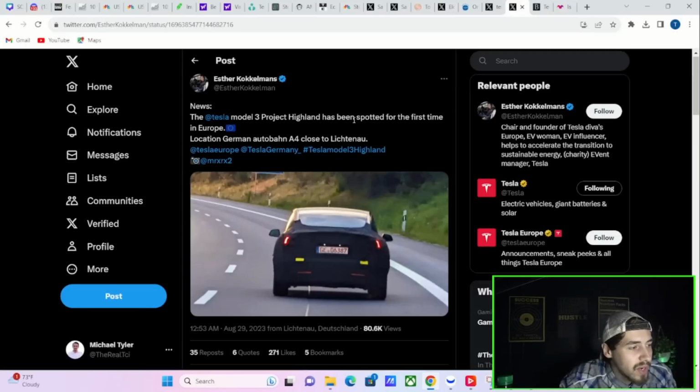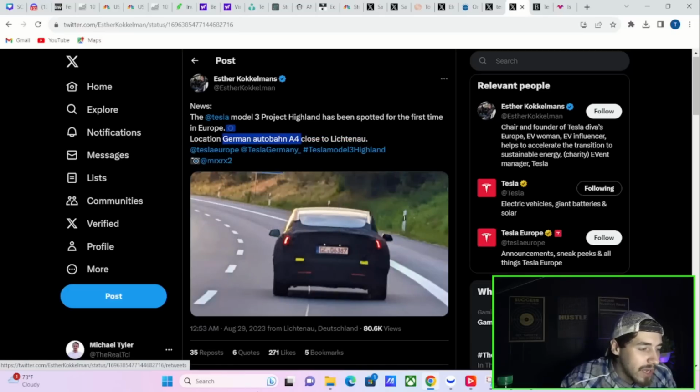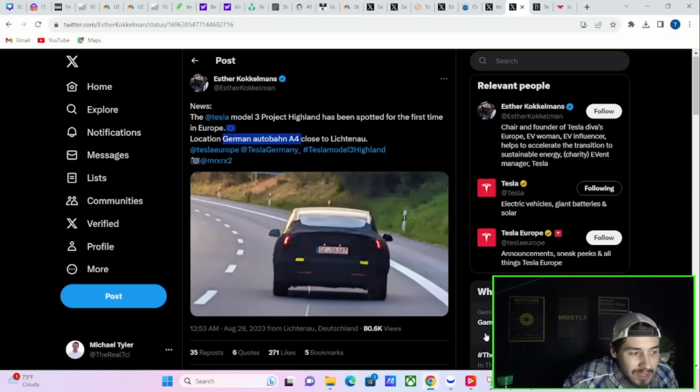The Tesla Model 3 Project Highland has been spotted for the first time in Europe. This was spotted in Germany on Autobahn A4 close to Lichtenau. And you guys can see it's covered up, and some form of testing is probably being done. We know we are weeks away, maybe days away, from an actual launch of this product.